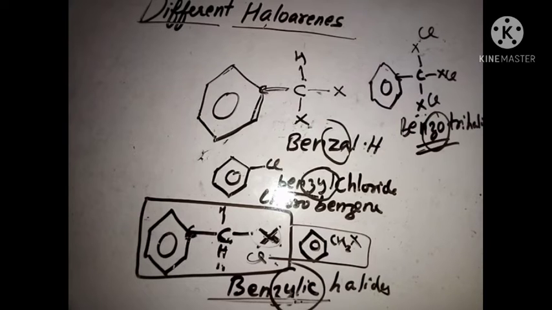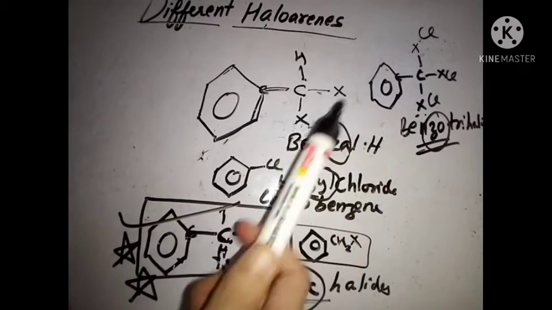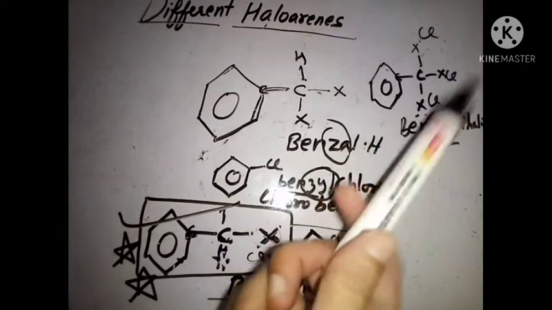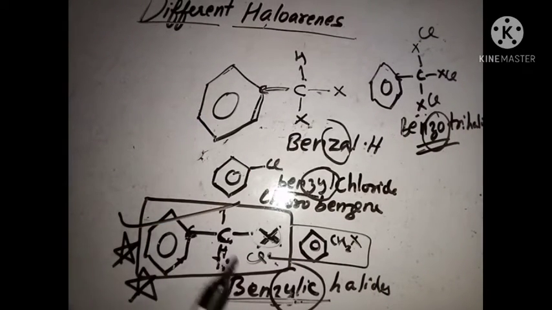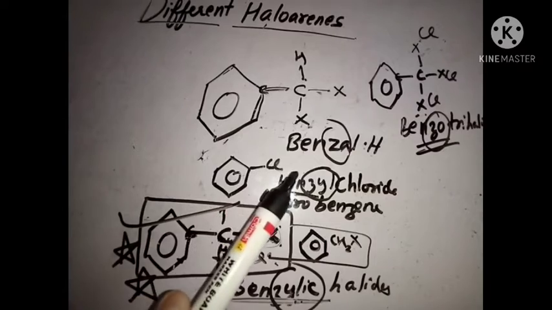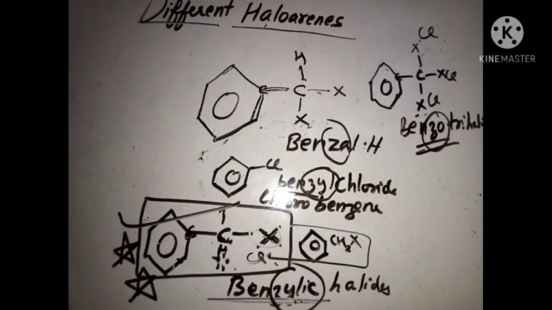So benzylic is a very important case where the benzene ring is attached to CH2, and from this CH2 a halogen is attached. And these are the least important cases, benzo and benzyl, but most important are benzylic halides and aryl halides. So these were the different types of haloarenes.